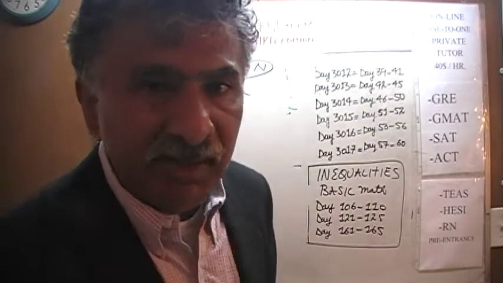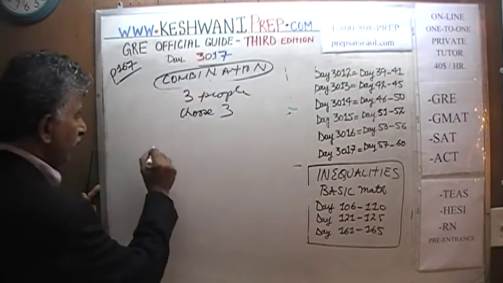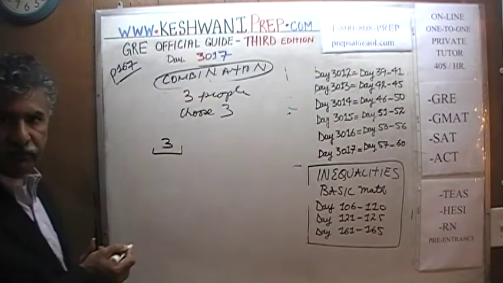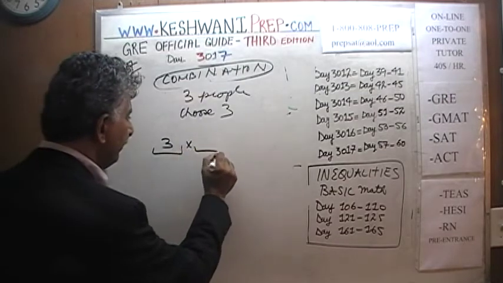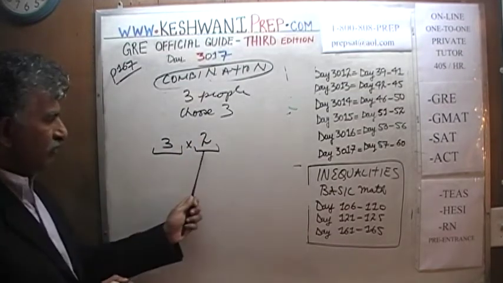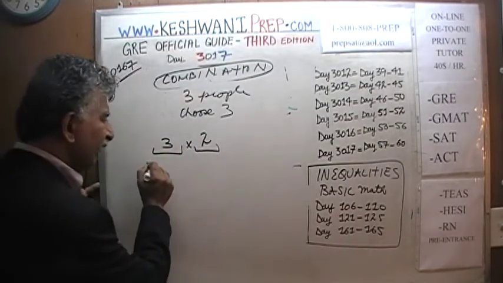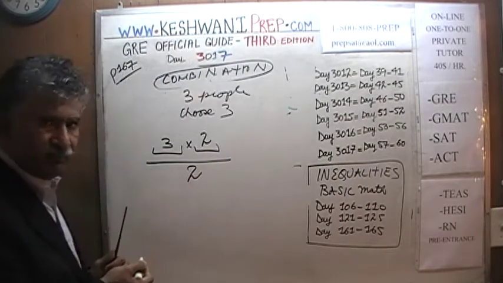But if you do the work mathematically, this is how it works out. There are three different ways of picking a first person. There are two different ways of picking a second person. But as soon as you pick a second person, you begin to repeat things. You begin to double count. So you have to take half of that.